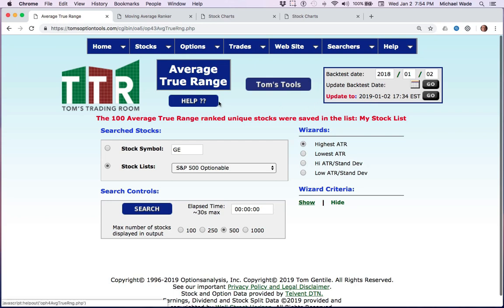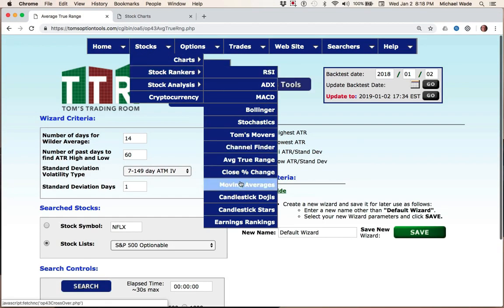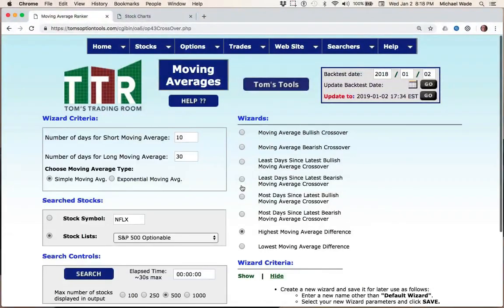So how do I do that? Well, you go to Stocks, Stock Ranker, and then Moving Averages. All right, so remember we're doing the 10/30 crossover, so make sure that we set those moving averages appropriately. If you don't see the wizard criteria up here, then come down here where it says wizard criteria, click the show button, and then just make sure that you have 10 for the short moving average and 30 for the long. And then notice there's a lot of settings here.